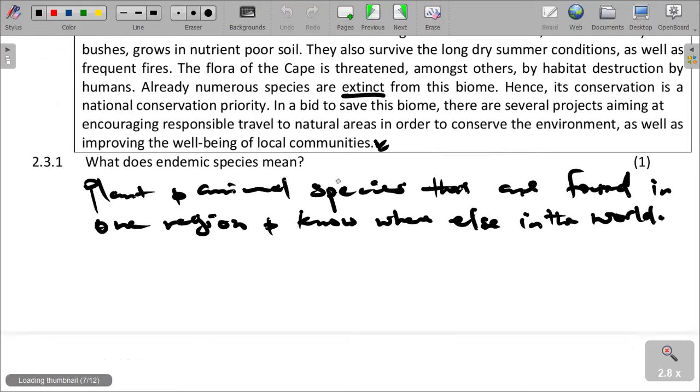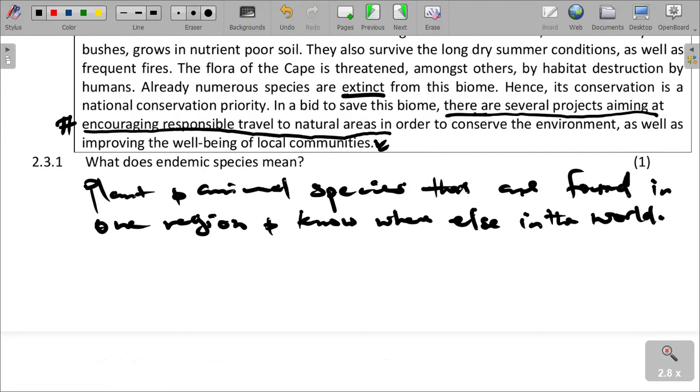To conserve it is national conservation. Already numerous species are extinct. There are several projects aiming at encouraging responsible travel to natural areas in order to conserve the environment. So our answer is that there are several projects that are encouraging responsible travel to natural areas.